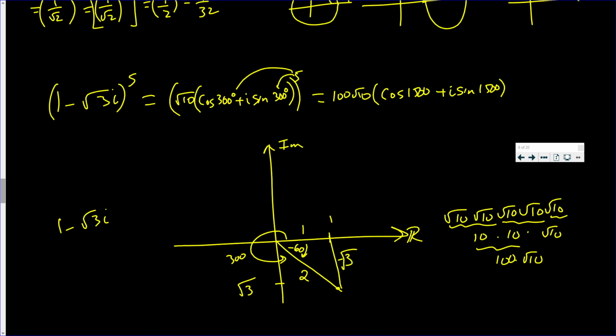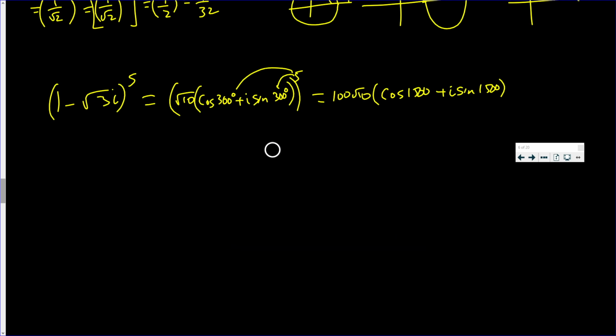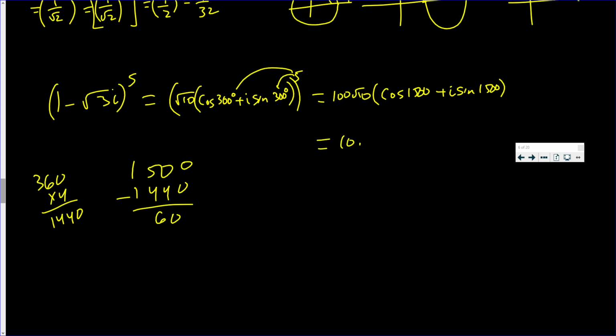And I'm going to erase a bit, but we want to knock down the 1500. We want to take away multiples of 360. Well, I know that 360 times 4 is 1440. Okay, I take away 1440 and I get 60. Oh, so it's 10 square root of 10 times cosine of 60 plus I times the sine of 60.